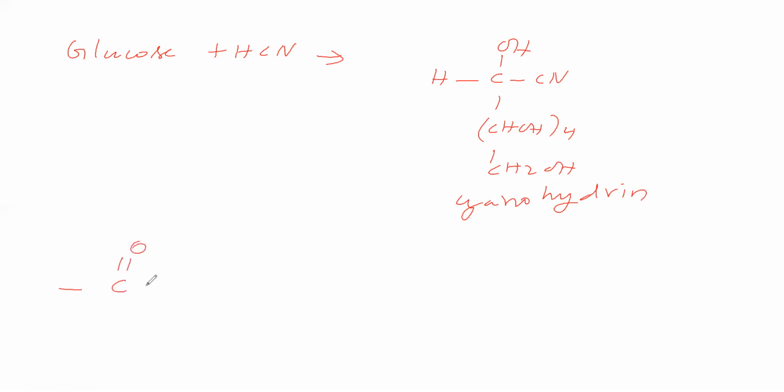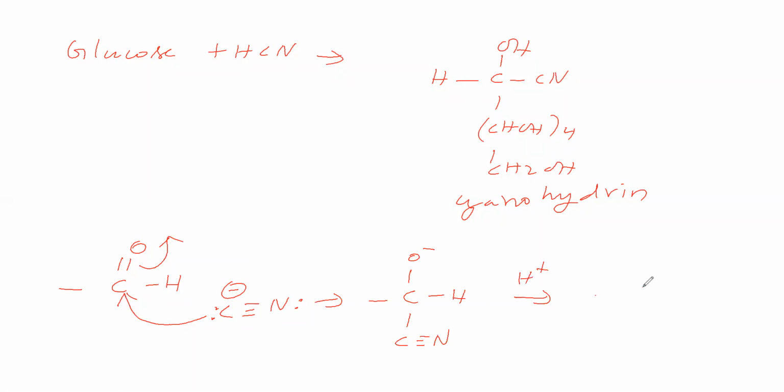We will take the aldehyde group. In HCN, we will take cyanide, CN minus, attacking this carbon like this. So we get O minus, and here CN is attached, and H plus attacks the O minus, so O minus becomes OH. Now the double bond is converted into a single bond. To this carbon CN is added, to this oxygen hydrogen is added.